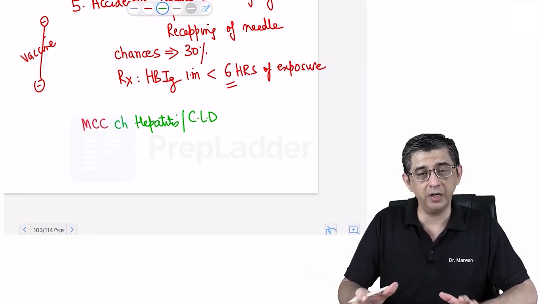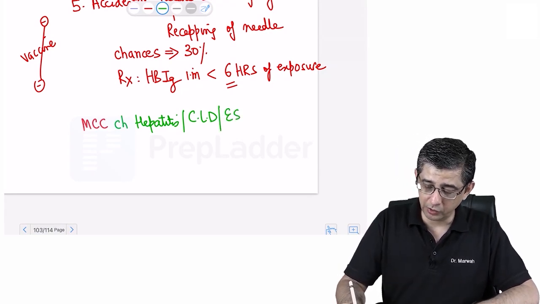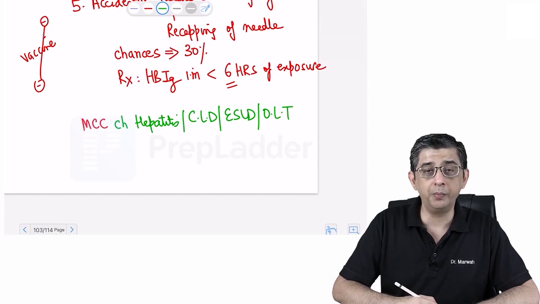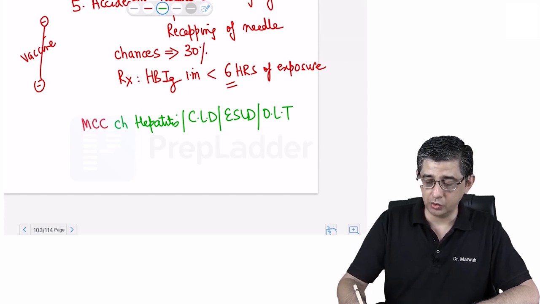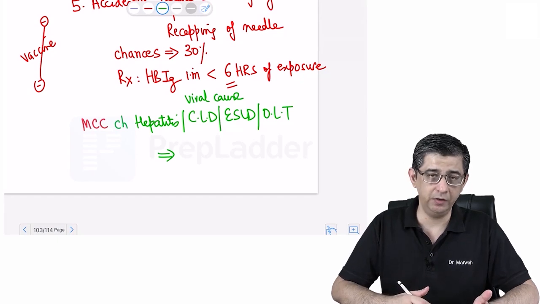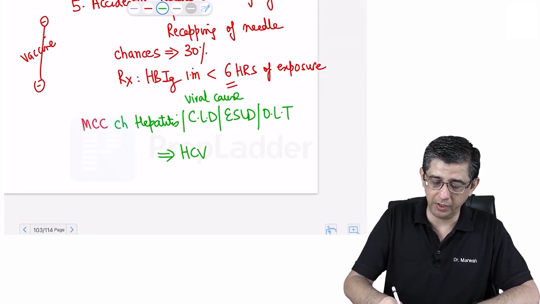So I'm saying virus induced chronic liver disease developing in a patient, and then there would be cirrhosis, there would be end stage liver disease, and then there would be requirement of orthotopic liver transplantation. So I want to highlight the fact that for all of these questions, orthotopic liver transplantation, end stage liver disease will necessitate orthotopic liver transplantation, the answer would be given as hepatitis C.